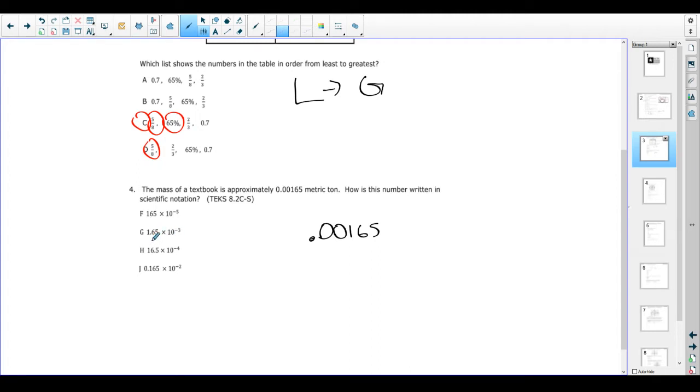Well, I don't even have to do work here. If it has to be between 1 and 10, it can't be 165, can't be 16.5, and it can't be 0.165. There's only one answer left. Oh my goodness, I don't know why anyone missed this one. Okay, that's 1.65. Let's do the work anyway, as long as we're here. It's always times 10, and we count how many places the decimal moved. That's 3. Anytime the number is less than 1, use a negative exponent.